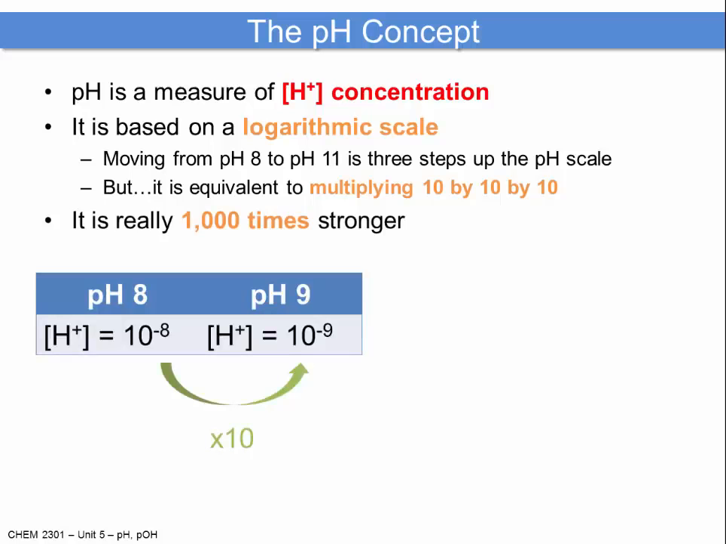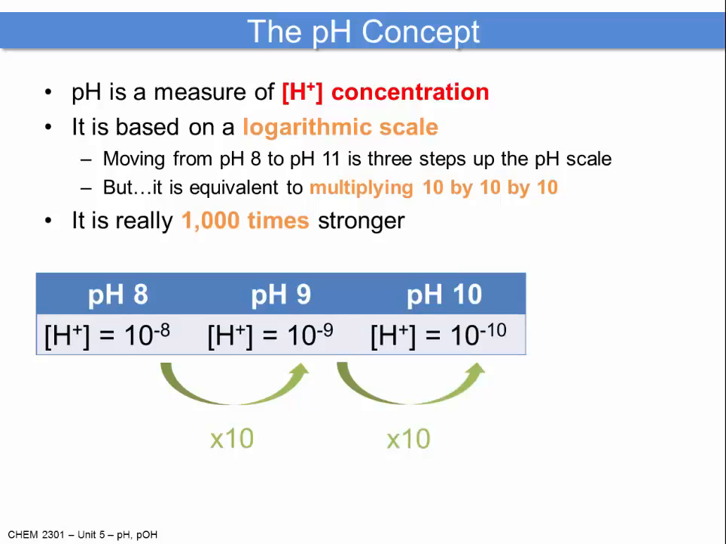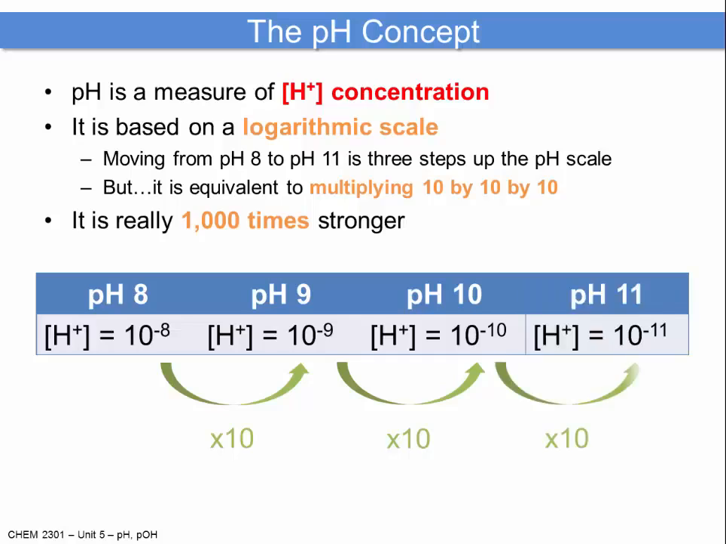So for example, going from pH 8 to pH 9, in pH 8, the hydrogen ion concentration is 10 to the negative 8. In pH 9, the hydrogen ion concentration is 10 to the negative 9. That's a jump of times 10. And that continues. pH 10, hydrogen ion concentration, 10 to the negative 10. And pH 11, and so on and so forth. Each step in a logarithmic scale is multiplying times 10. So it is 10 times more acidic or 10 times more basic, depending on the way you're moving on the pH scale.